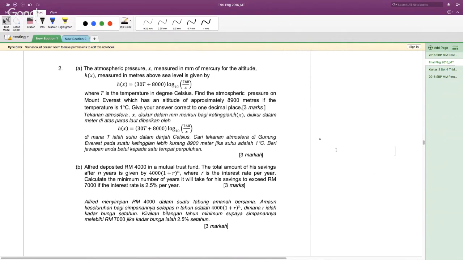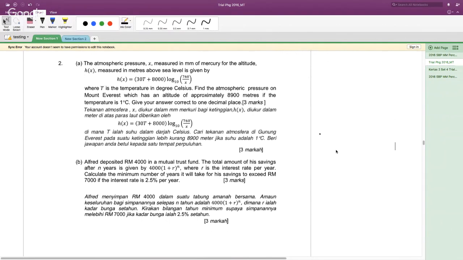Okay, the atmospheric pressure X, measured in mm of mercury, for its altitude H(x), measured in meters above sea level, is given by this formula, where T is the temperature in degrees Celsius. Find the atmospheric pressure. So the question is going to ask you to find X.